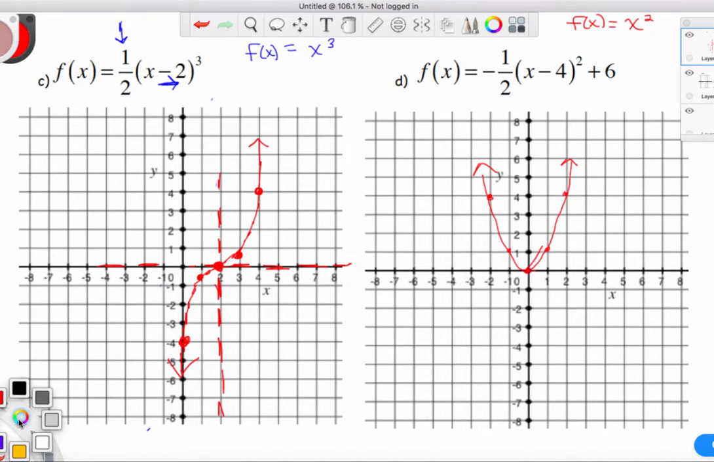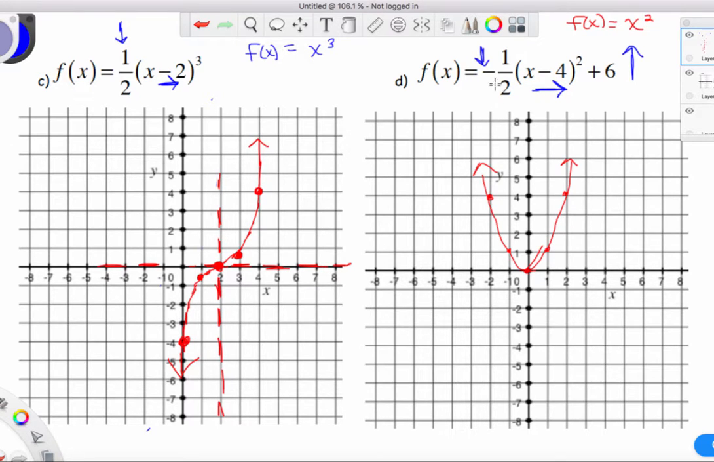Okay, so let's go ahead and figure out all the shifting we have. I have an up shift of 6. I have a right shift of 4. Remember, on the inside it's opposite. I am then also reflecting over the x-axis, and then I am compressing my y value here.